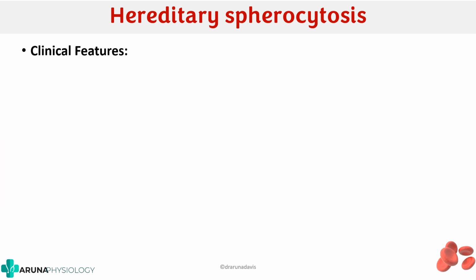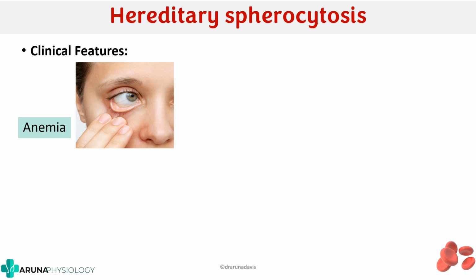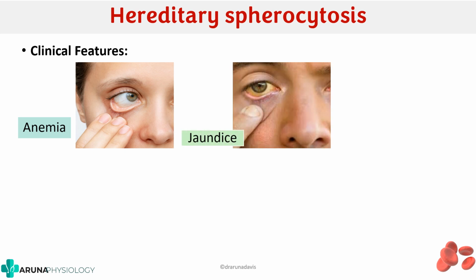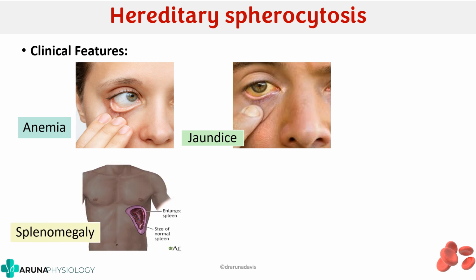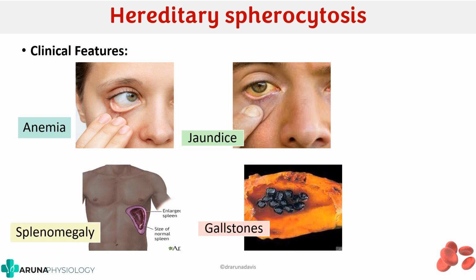What are the clinical features of hereditary spherocytosis? First and foremost, it's basically an anemia, so you will have pallor. Then you can have jaundice also because it's a hemolytic anemia, which means there's an increased destruction of RBC, which is going to cause that yellowish discoloration. You can have splenomegaly, again because of increased destruction of RBC, and you can have gallstones in hemolytic anemia.